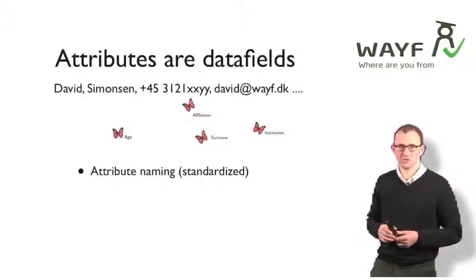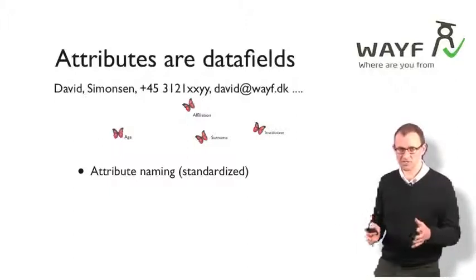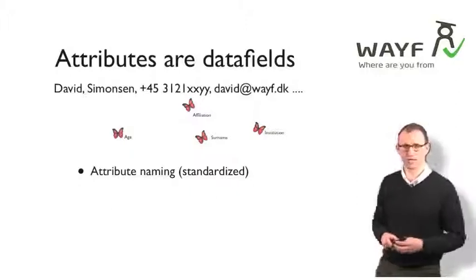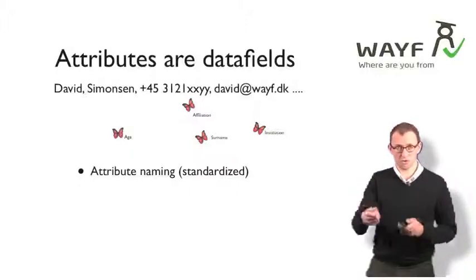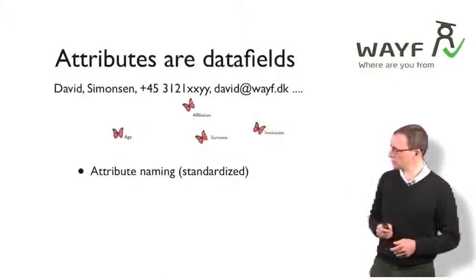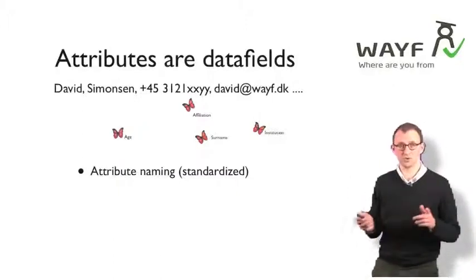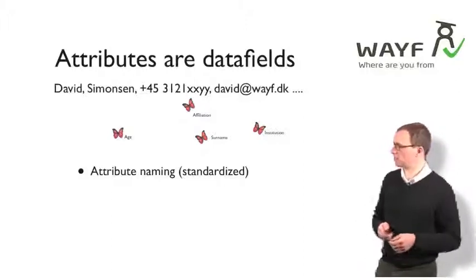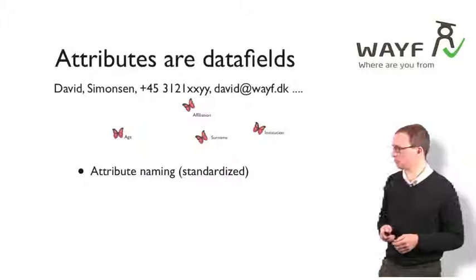What has to work when you set up such a system is, of course, a standardized way of naming these attributes, so we can both issue and receive standardized information. So we have to keep up with international standards to ensure that this will also work in other contexts. We cannot just invent a naming of our own.